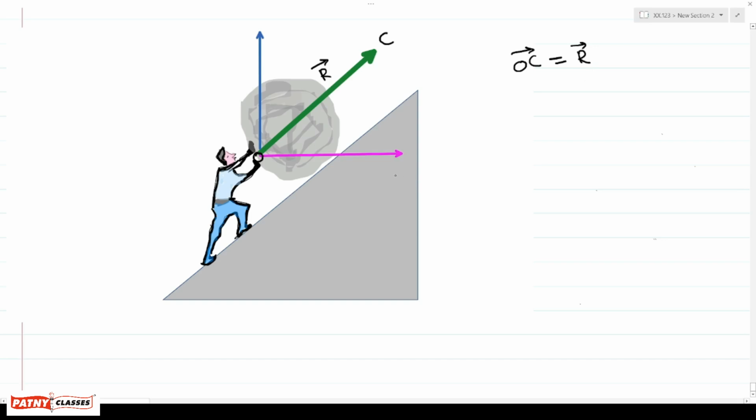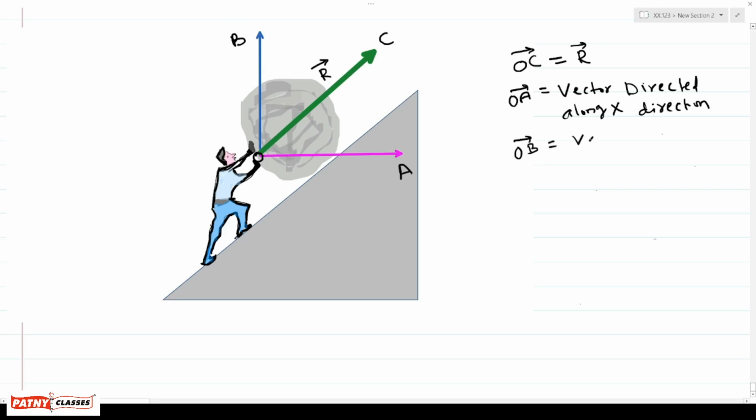And along x direction, vector OA. Vector OA, that is vector directed along x direction. And vector OB, that is a vector directed along y direction.